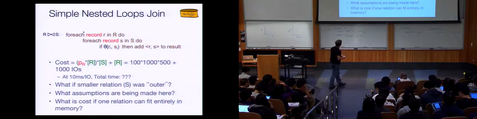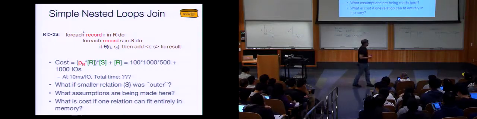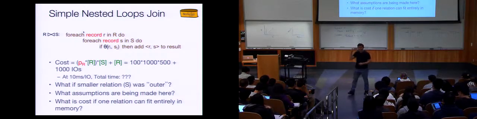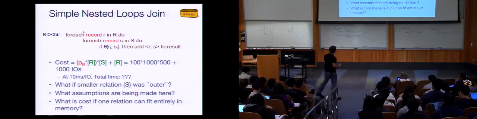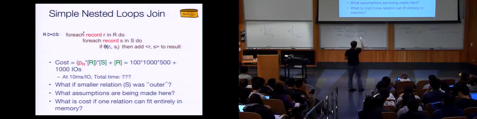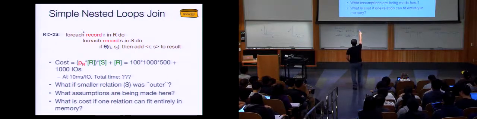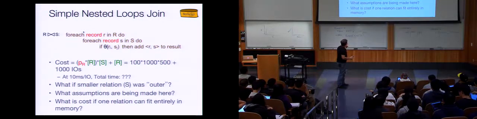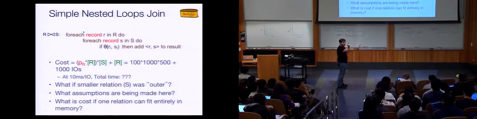Well, let's see. For each record in R, so how many records are there in R? There's p sub R, which is measured in records, so I put it in red because red is going to cost us a lot. And then there's R pages. So the total number of records in R is p sub R times R. For every record in R, we're going to do a full scan of S. That second loop, the inner loop, is a full scan of S. So for every record in R, we do a full scan of the S table on disk.